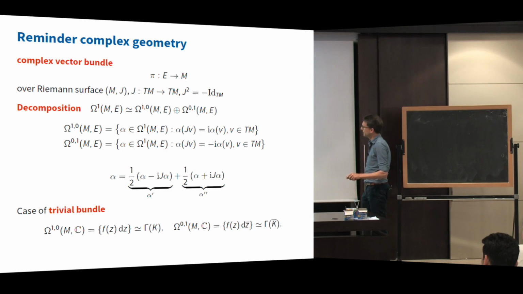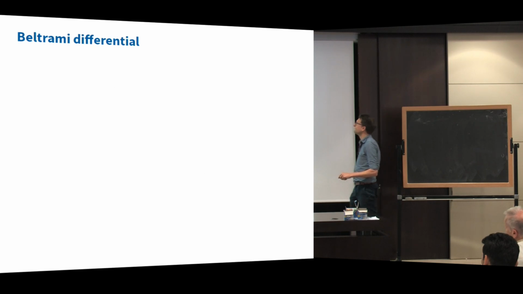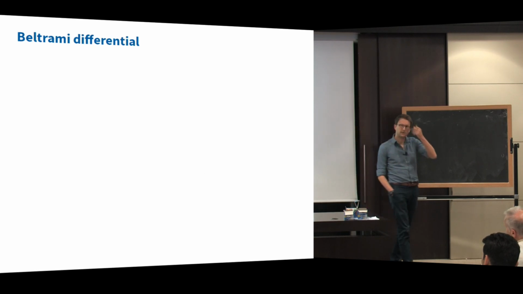These are just forms that you get by multiplying some complex function with dz, where z is a local holomorphic coordinate, and here you multiply with dz bar. Okay, so now to the Beltrami differential.